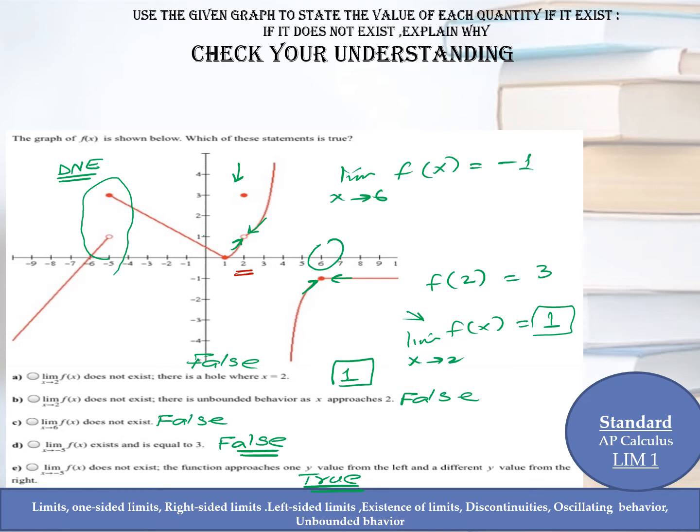which we have seen, that the limit as x approaches -5 from the left side is equal to -1, whereas the limit as x approaches -5 from the right side is equal to 3. But since they are not approaching the same height, we can say that the limit does not exist.